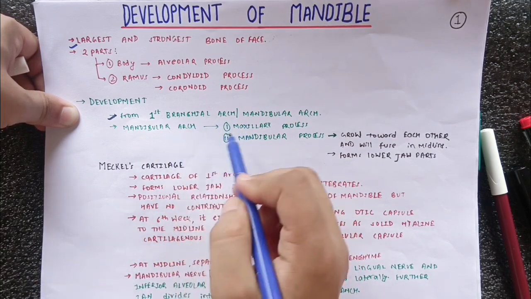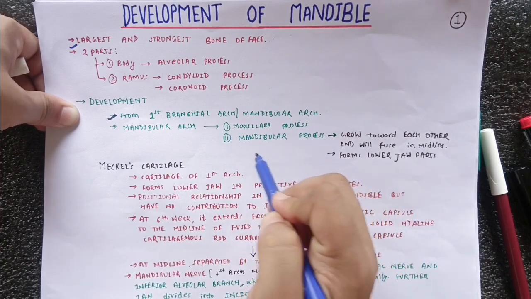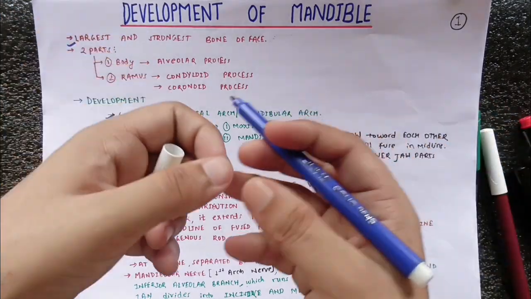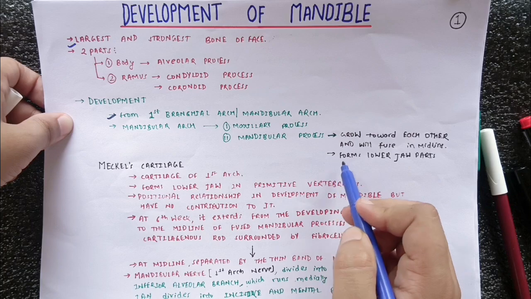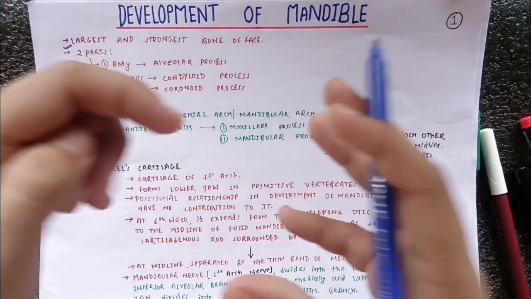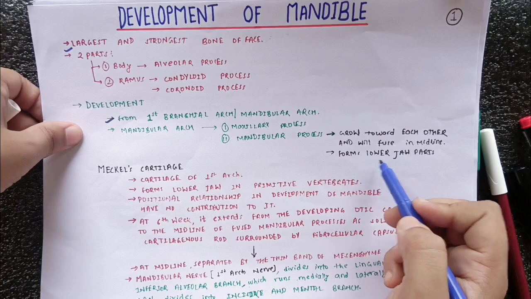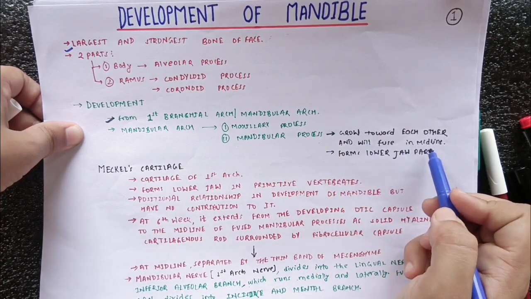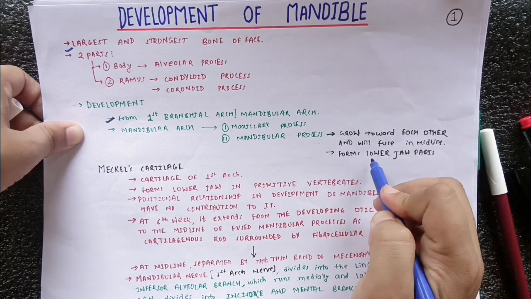After that, the mandibular arch has two processes. One is the maxillary process and another is the mandibular process. The mandibular processes are two in number and they grow towards each other and fuse in the midline, forming one particular mass, and that single mass will form the lower jaw parts.